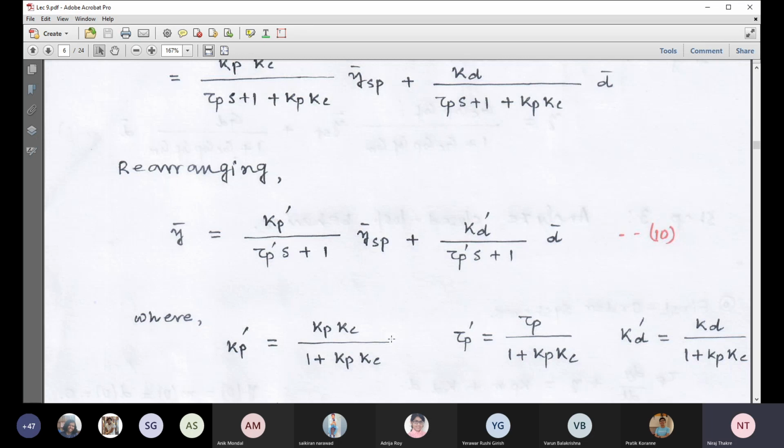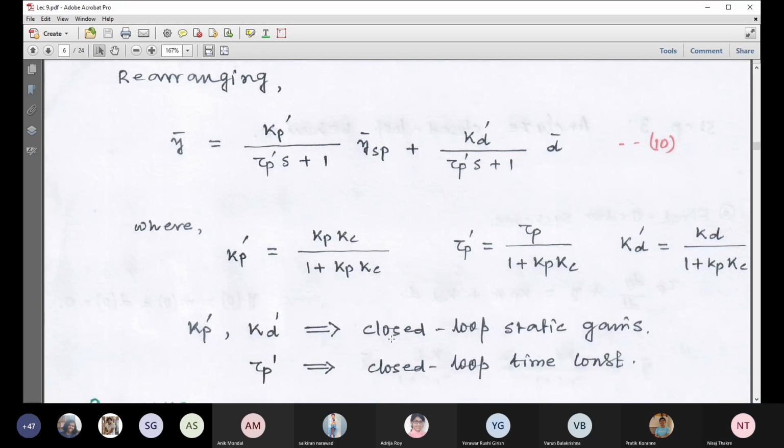So here K prime means the closed loop static gains, and tau p prime is basically the closed loop time constant.